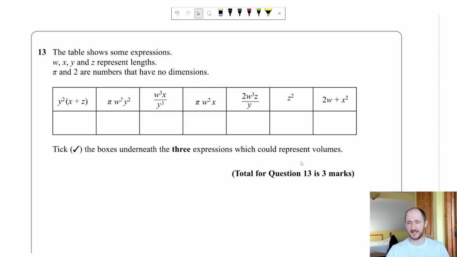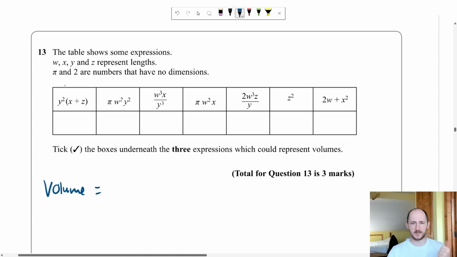Very interesting indeed. I would actually imagine this in A-level physics, believe it or not, because it's talking about dimensions. It's talking about the units for volume. If you think about volume, it should have units of centimeters or meters cubed. So what we're going to do is say all of these, X, Y, Z and W, have units of centimeters, and we can work out what the units are for all of them.